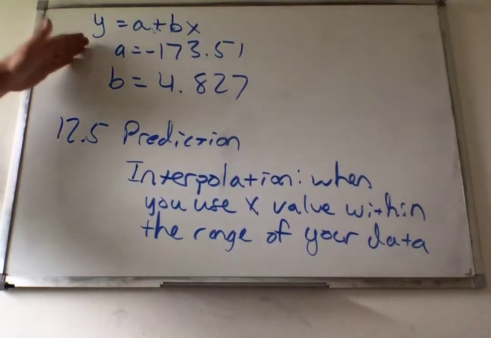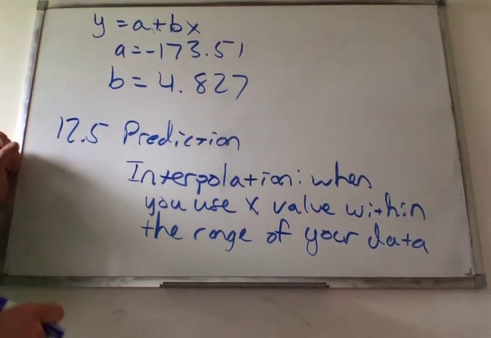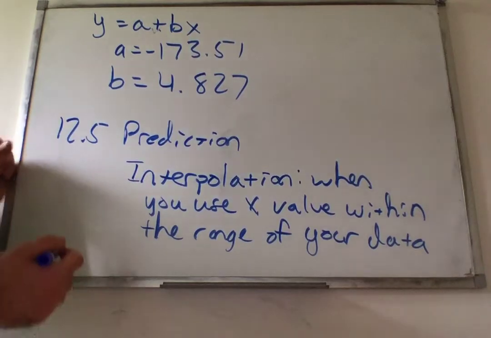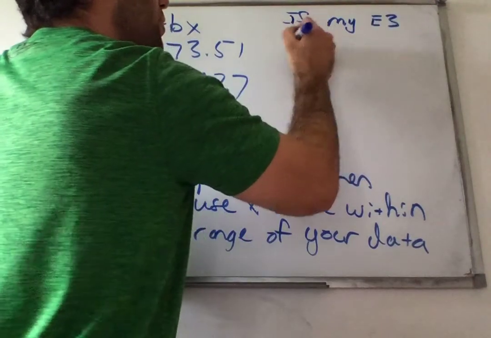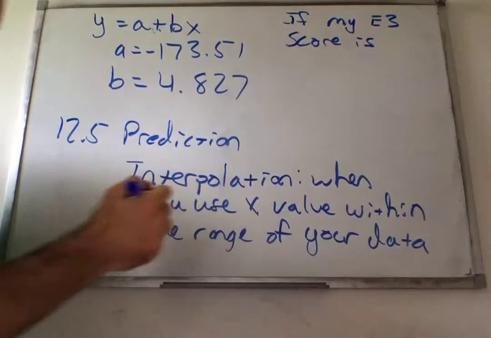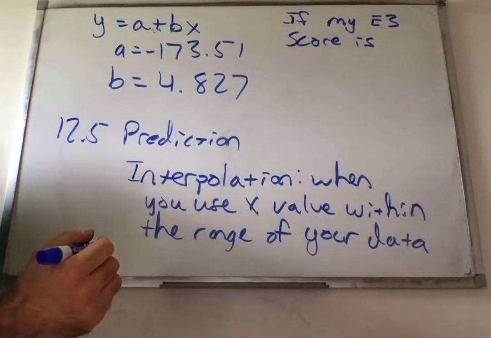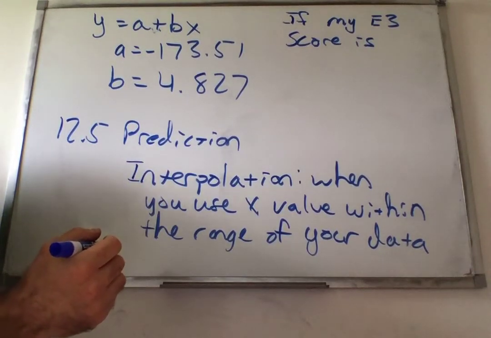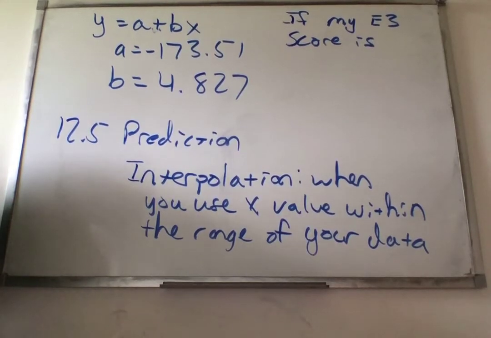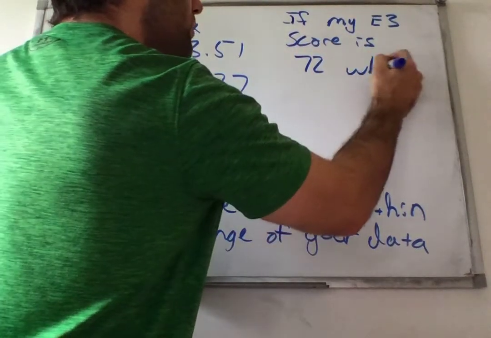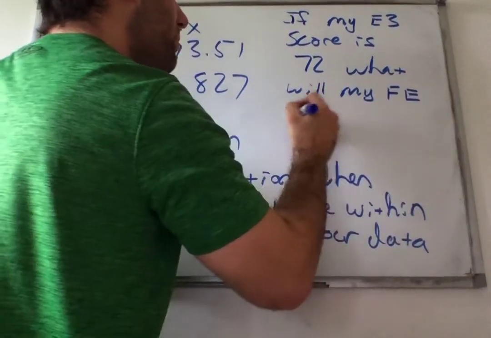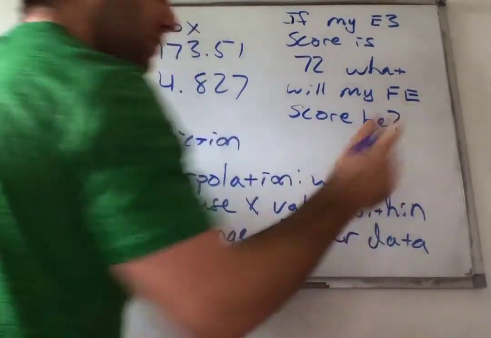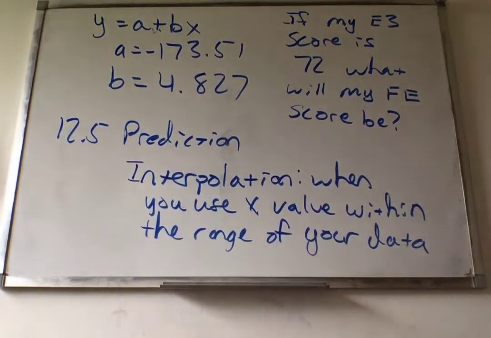So since we could use this equation, what it may ask us is, if my exam 3 score is, this is out of 80, let's see, what number is not on there? Is a 72, what will my final exam score be? So that's the kind of question 12.5 would ask you.